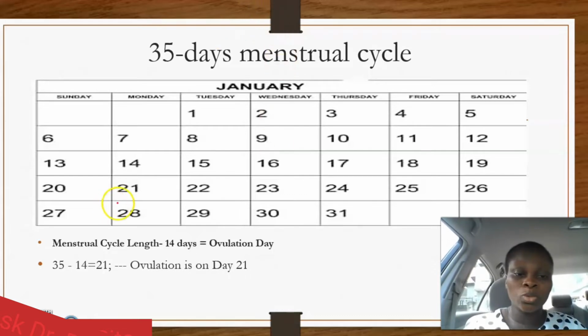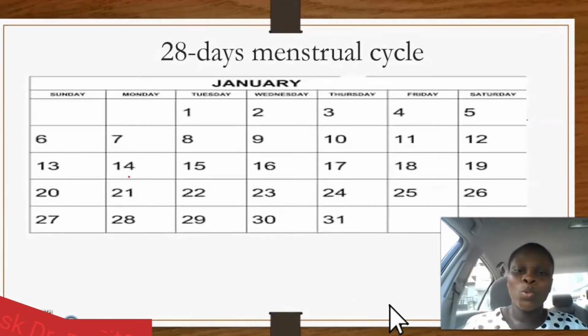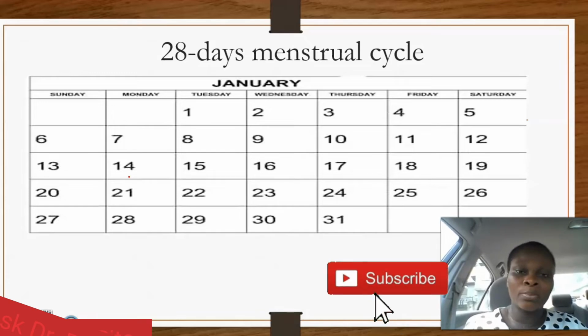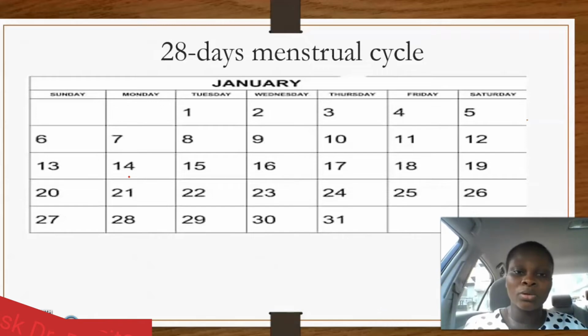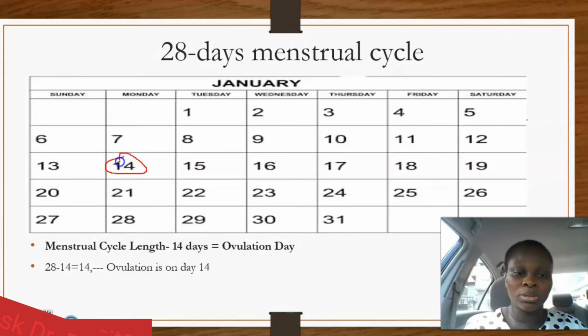So for this person who has a menstrual cycle length of 35 days, her ovulation is on day 21. Now, this is our popular 28-day menstrual cycle length. We all are familiar with this example, but the 14 days for your ovulation day was not arrived at by just dividing 28 by 2. No, let's go by the formula again. Menstrual cycle length minus 14 days, which is 28 minus 14, gives us 14. So for a 28-day menstrual cycle length, your ovulation day is on day 14.